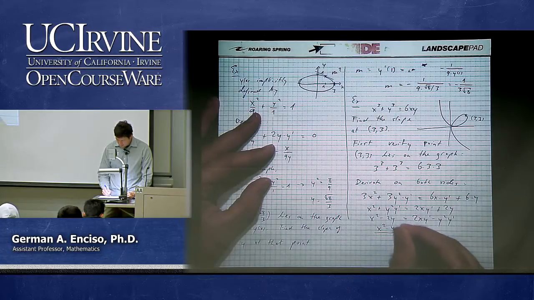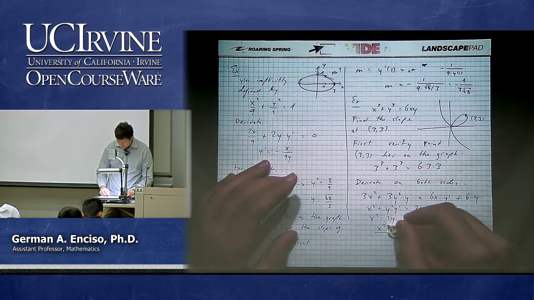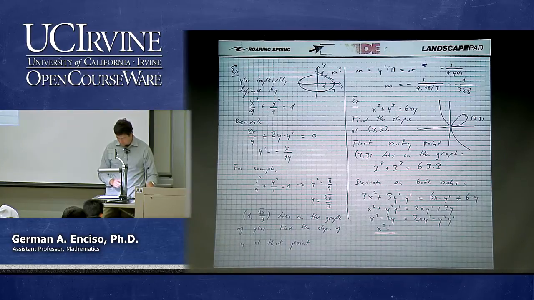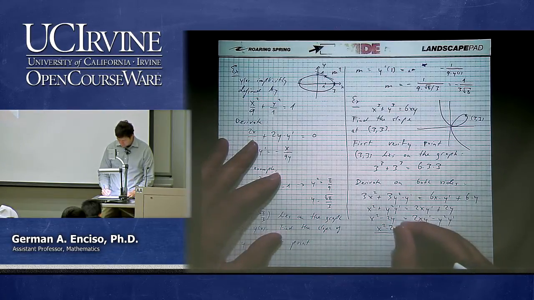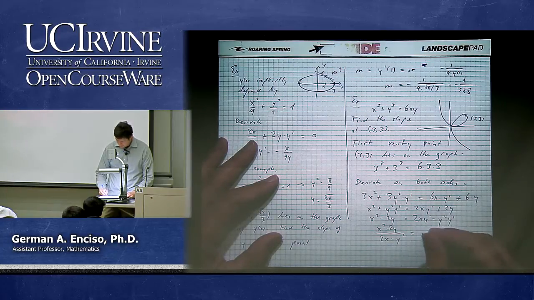And I get x squared minus 2y divided by 2x minus y squared is equal to y prime.